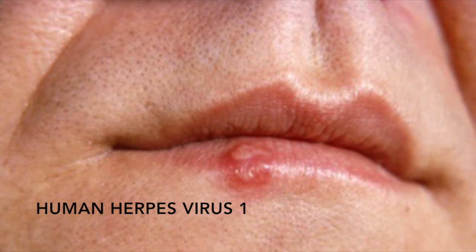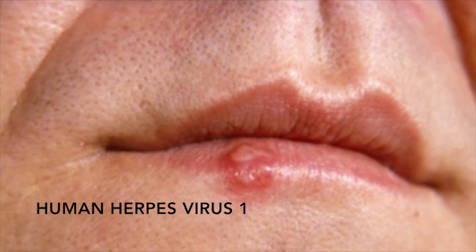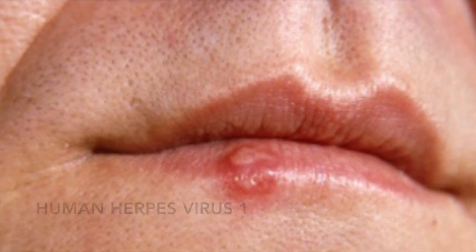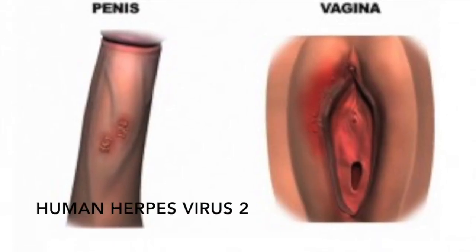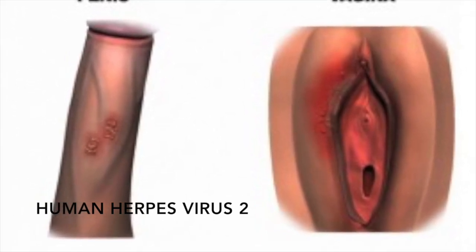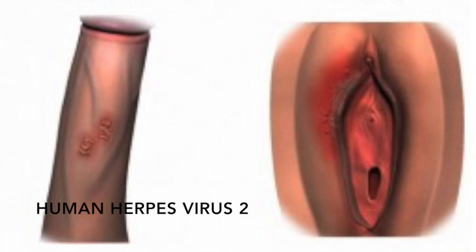Human herpes virus 1, HHV1, is also known as herpes simplex virus 1. It is typically the cause of cold sores around the mouth. Human herpes virus 2, HHV2, is also called herpes simplex virus 2. It is typically the cause of genital herpes, a sexually transmitted infection.